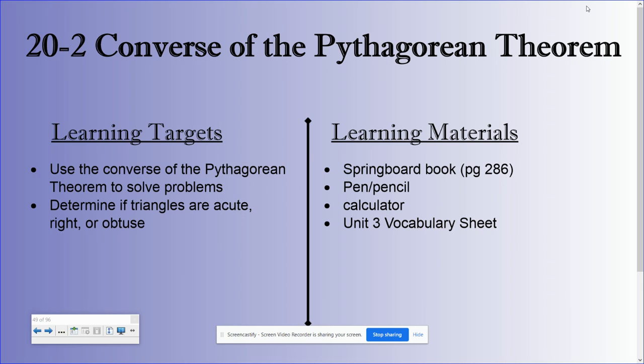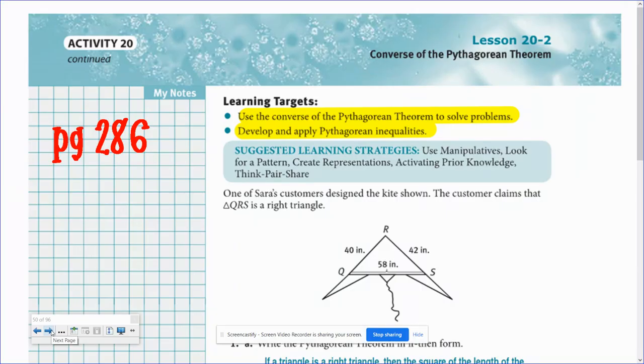Today's lesson is going to cover 20-2, which is the converse of the Pythagorean theorem. So we're going to talk about what the converse is and actually use it to solve some problems. But the bulk of our lesson today is determining whether a triangle could be classified as acute, right, or obtuse. So we're in our Springboard book, page 286. And you're probably going to need a calculator for today's lesson, so make sure you have that with you. Let's go ahead and get started.